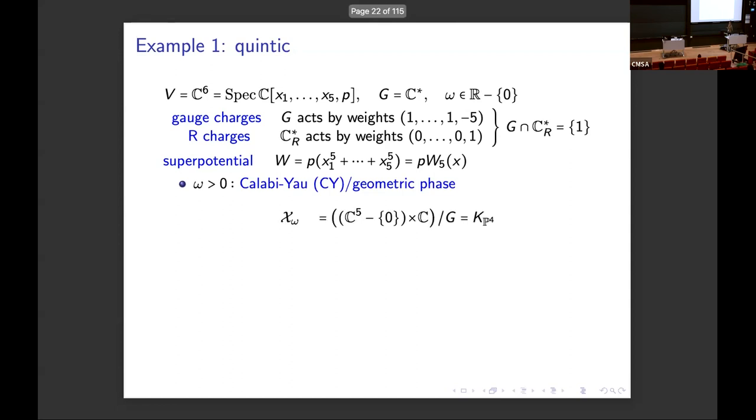When omega is greater than 0, the stability condition tells us that X1 to X5 cannot be all 0. The quotient is the total space of the canonical line bundle of P4, which is actually a smooth non-compact toric Calabi-Yau fivefold. And then you look at the critical locus, and we see that X_i cannot be all zero. And so the critical locus is actually the Fermat quintic embedded in the zero section P4.